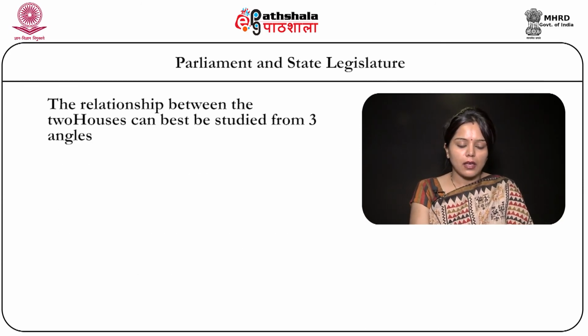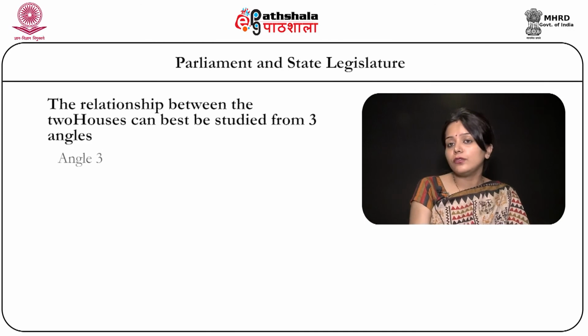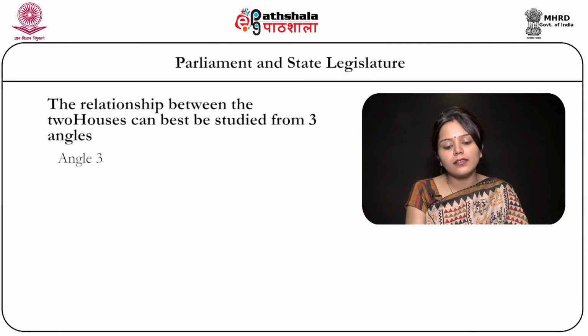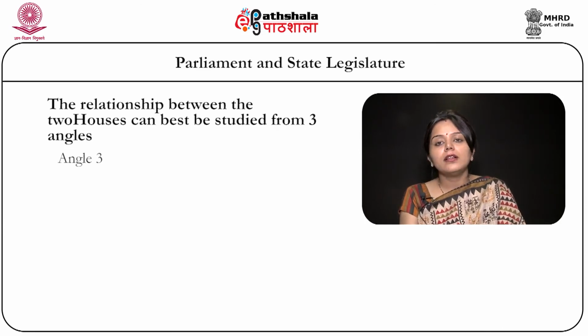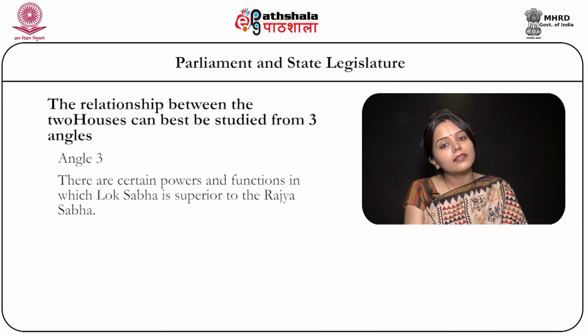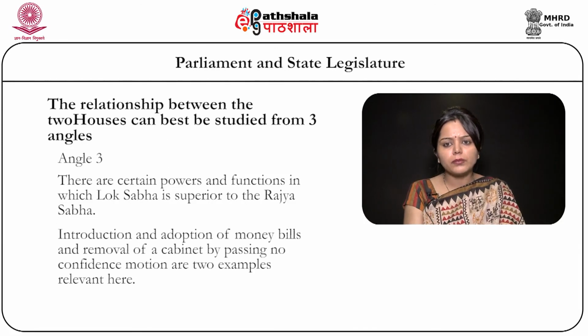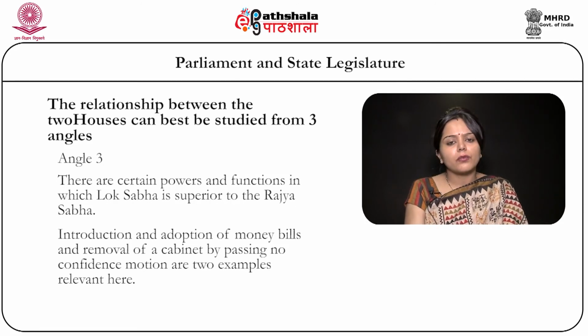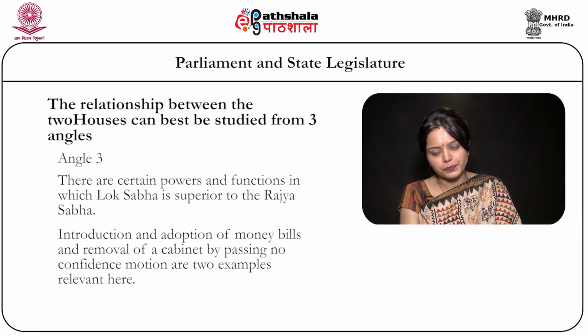After the second angle, I would emphasize on angle 3, because in the beginning of my lecture, I emphasized that the Lok Sabha has more power than the Rajya Sabha, and this angle 3 will clear that point of view of mine. There are certain powers and functions in which Lok Sabha is superior to the Rajya Sabha. For example, introduction and adoption of the money bill, and removal of a cabinet by passing no confidence motion, is a very relevant example here.